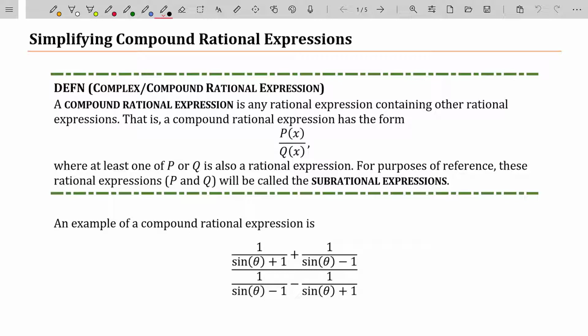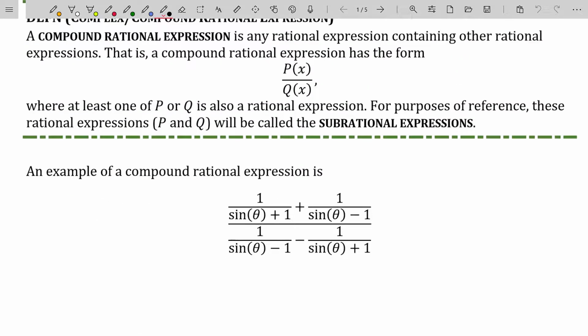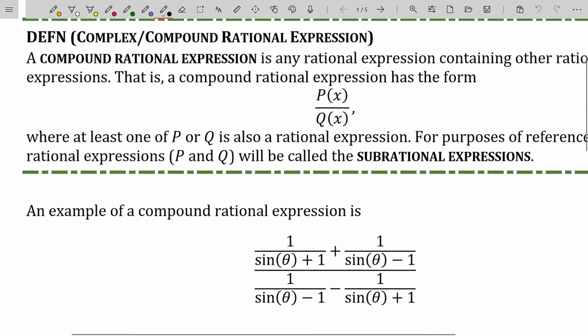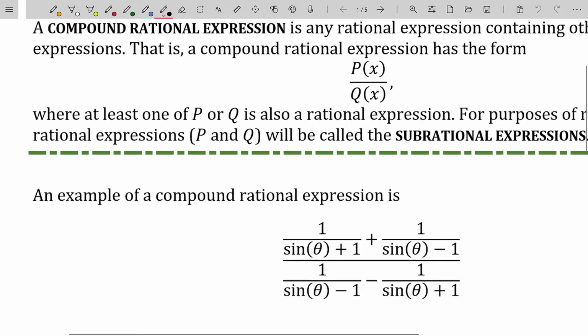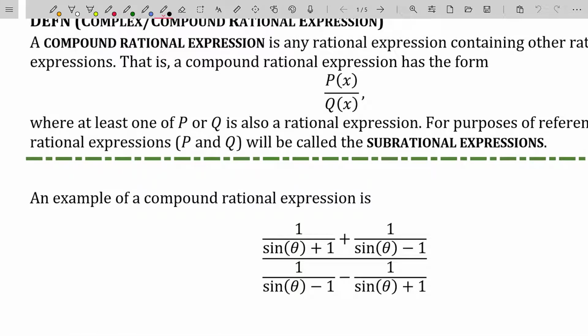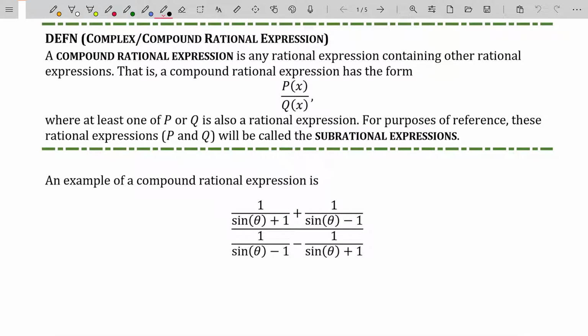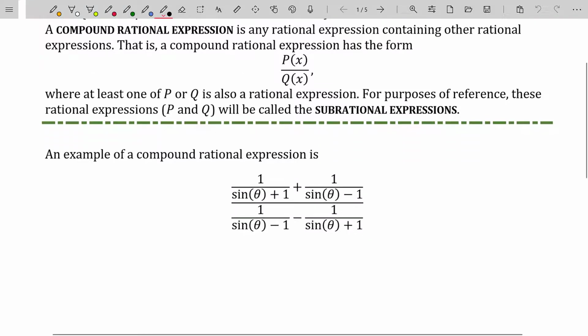So what is a compound rational expression? Well, a compound rational expression, also known as a complex rational expression, is any rational expression containing other rational expressions. That is, a compound rational expression has the form p of x over q of x, where at least one of p over q is basically a fraction. They both could be fractions, but at least one of them is a fraction. For purposes of reference, these rational expressions, p and q, will be called sub-rational expressions. I will call them that quite often just because it helps us identify what we're talking about.